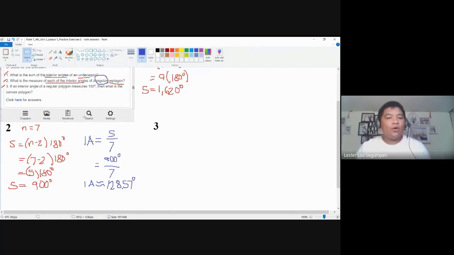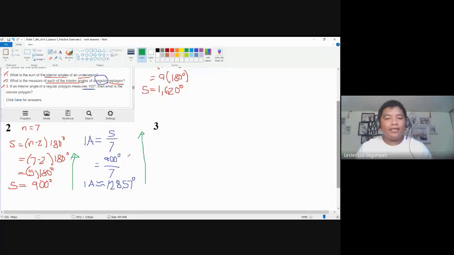We are now going to determine the type of polygon if the measurement of an interior angle of that regular polygon is 150 degrees. So if you say regular polygon again, all of the interior angles have the same measurement. That would mean all of the interior angles measure 150 degrees. To do that, let us look at the solution for number 2. We are just simply going to play it backwards. Okay? We are going to play it backwards.